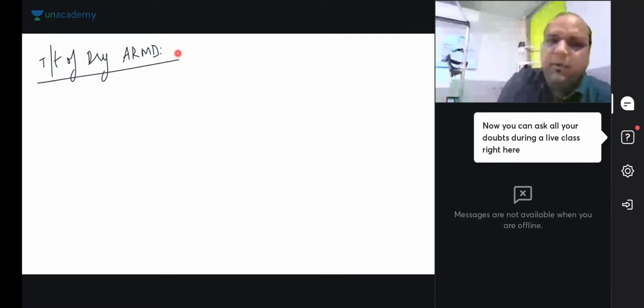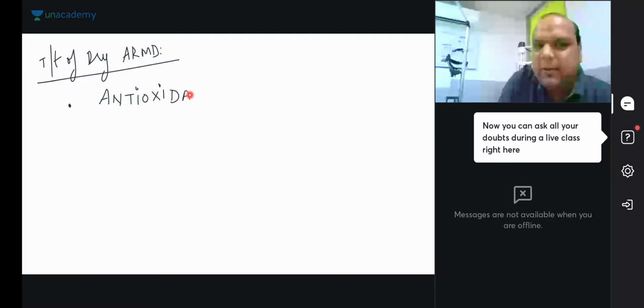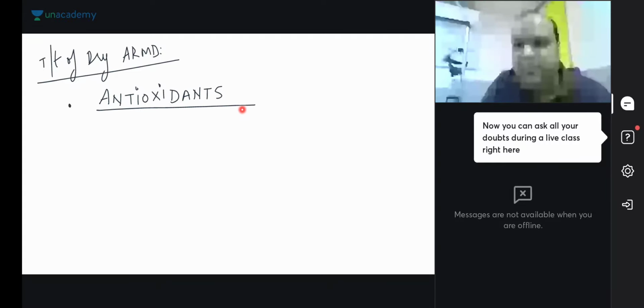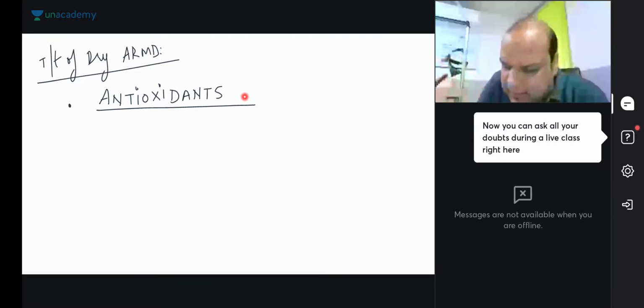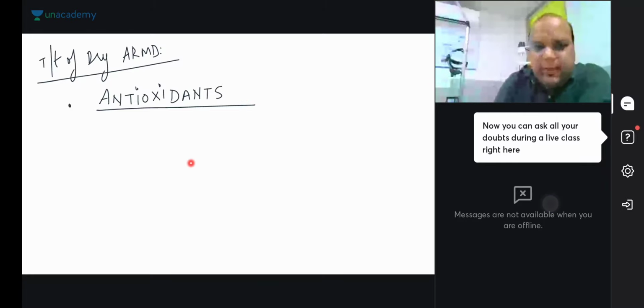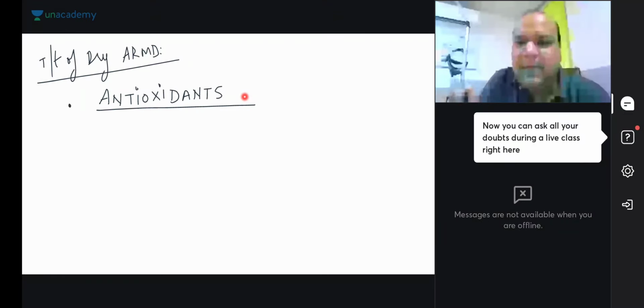Now, we know that there is one risk factor. What is the risk factor? Smoking. When we know smoking is the risk factor, we know that smoking decreases the levels of antioxidants. And that is why, for the treatment of dry ARMD, to stop its progression from dry to wet ARMD, we are giving antioxidants. Now the question comes, which antioxidants are given?